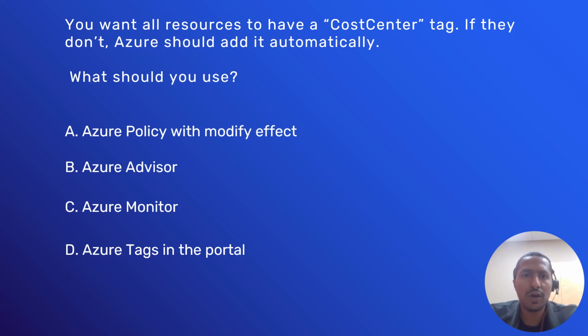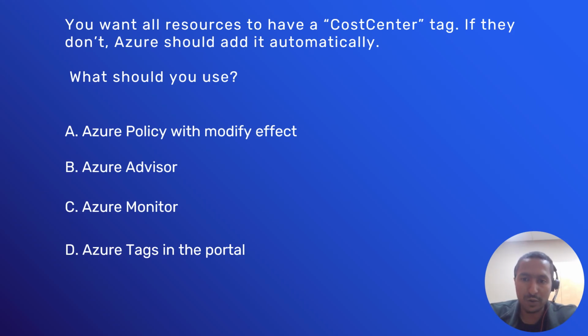Let's pause on the two key parts. All resources to have a cost center tag. So here we are talking about tagging enforcement. Second part is added automatically. It's not just detection, but automatic remediation. The second part is crucial because it tells us we are not just auditing, but we need something that fixes the problem.